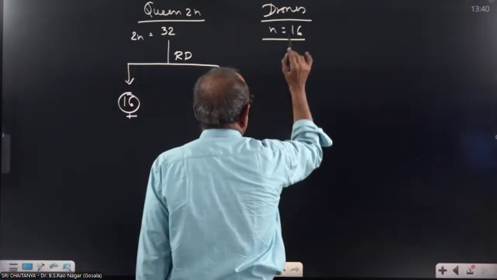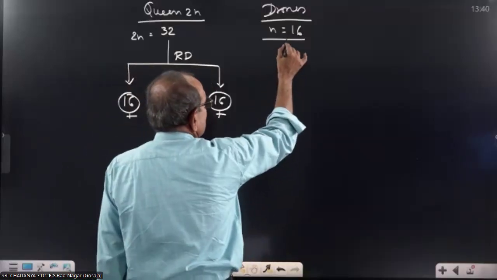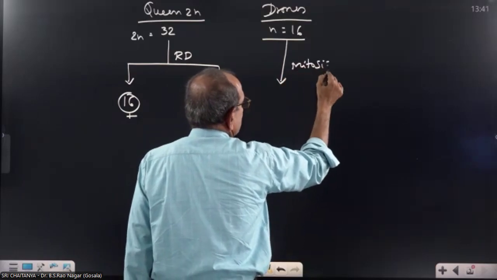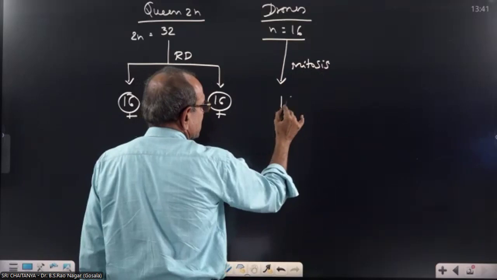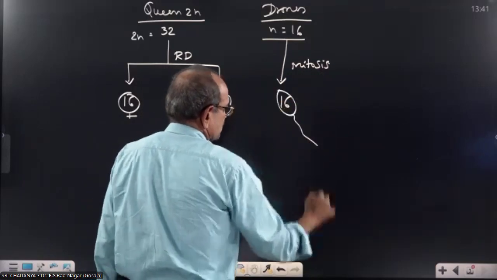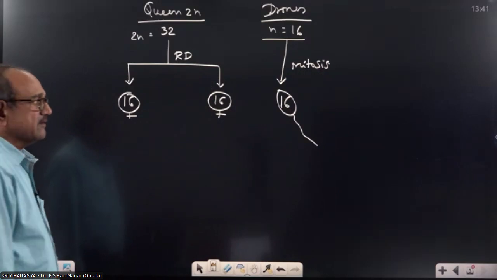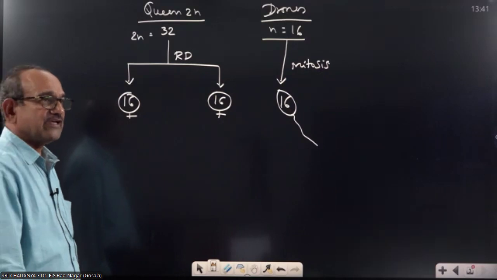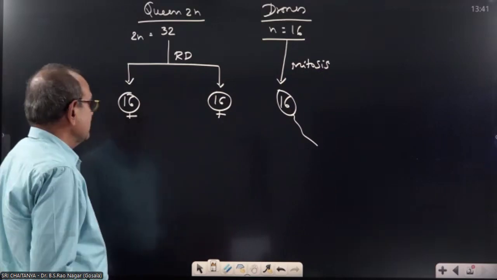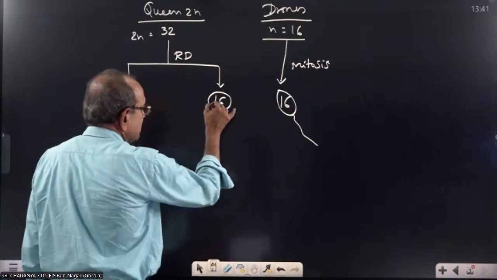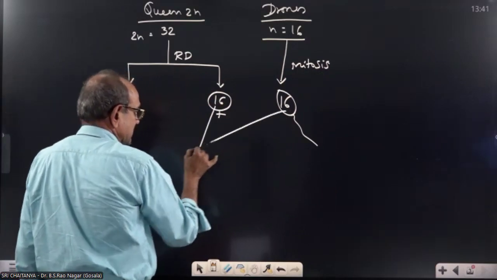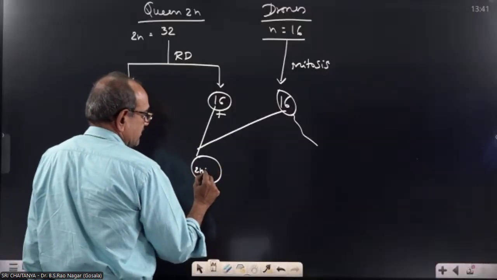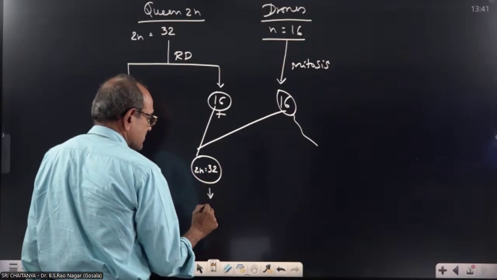As the drones are already in haploid condition, the spermatogenesis is by means of normal mitosis. That is, all the sperms carry 16 chromosomes. This is one unique feature where the spermatogenesis is by means of normal mitosis. Right. If the sperm fertilizes the egg, the resultant zygote, that is 2n, means 32 chromosomes, develops into a female.